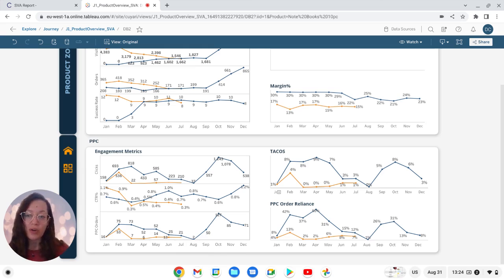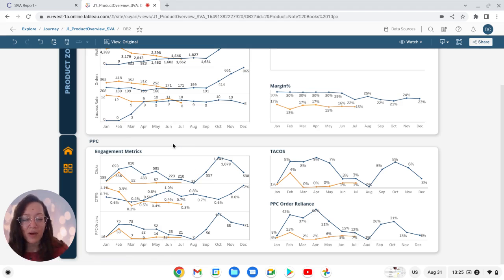It shows the total advertising costs when taking into account both the PPC sales and the organic sales and dividing it by the ad spend. PPC Order Reliance shows the percentage of orders that came through PPC. Here we can see that this year in July, the order reliance was lower, meaning that more orders were coming through organic as opposed to last July, where it sat at 12%.